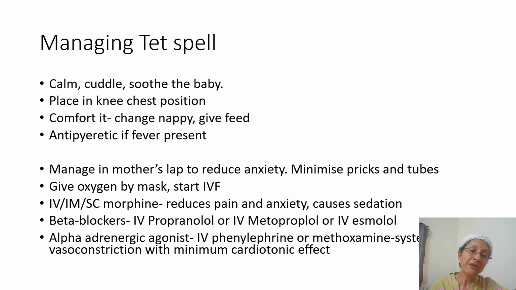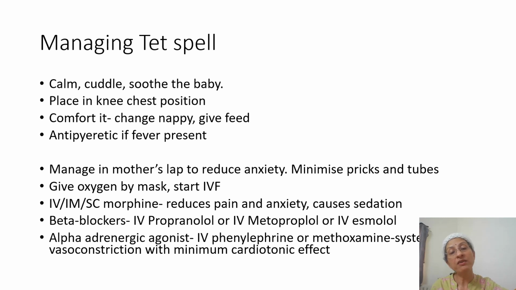So IV, intramuscular or subcutaneous morphine, whichever way is possible for you depending on the condition of the child, give it, because morphine will reduce the pain and anxiety and cause some degree of sedation in the child. And this will directly have a negative feedback effect on the sympathetic overdrive and will abort the TET spell.